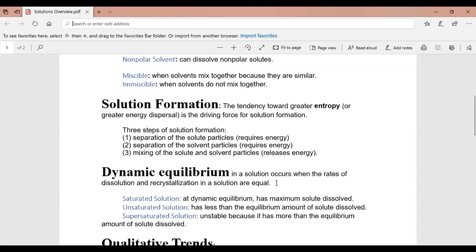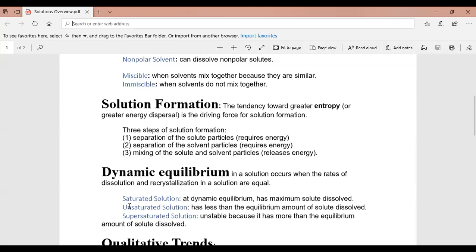Another thing to keep in mind for solution formations, and this is also related to phase changes as well, is something called a dynamic equilibrium, where dynamic means that things are still moving, that this doesn't just mix and then stop and nothing happens. Equilibrium means that things level out. It doesn't mean that they're equal, it just means that they level out and the overall concentration stops changing.